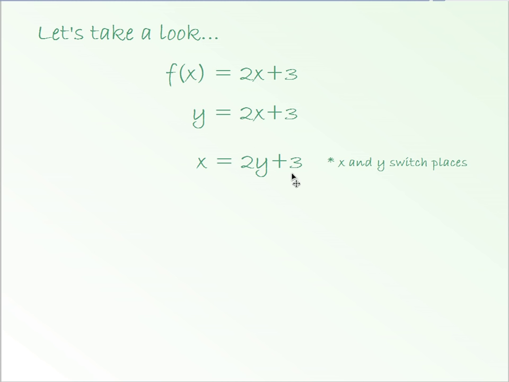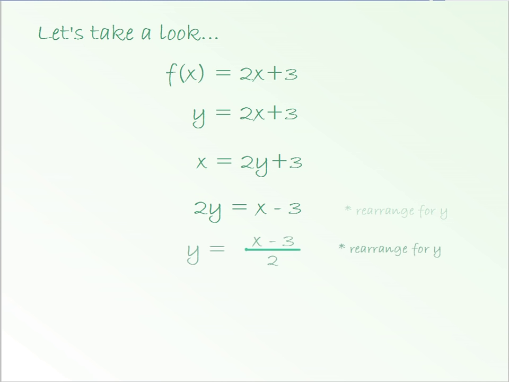And according to inverse operations, I have to get rid of the addition before I can get rid of the multiplication. So I'm going to subtract 3 from both sides. That's going to give me 2y equals x minus 3. Really, it gives me x minus 3 equals 2y, but I'm going to go ahead and put y on the left. And then I divide everything by 2. And technically this is my inverse function.